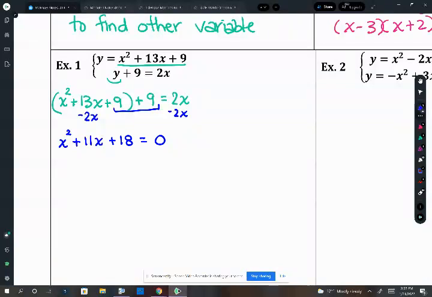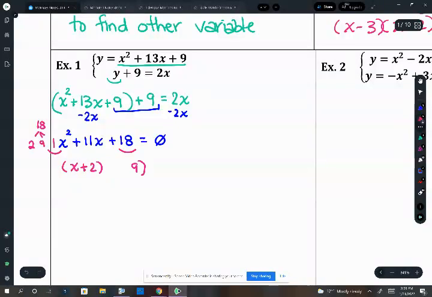And eventually my computer will catch up. All right, so then we've got 1 times 18, which is going to give us 18 over here to the side. And we're looking for factors of 18 that give us 11. So hopefully we are getting better with this and we get to a 9. And so we know that this is going to factor to be x plus 2 and x plus 9. And we're going to set each of those factors equal to 0. So I'm going to go x plus 2 equals 0 and x plus 9 equals 0.